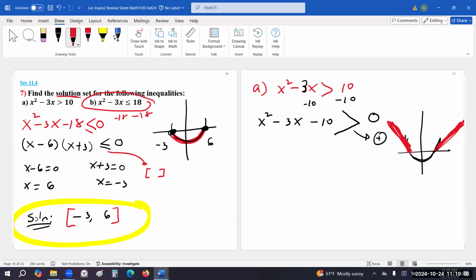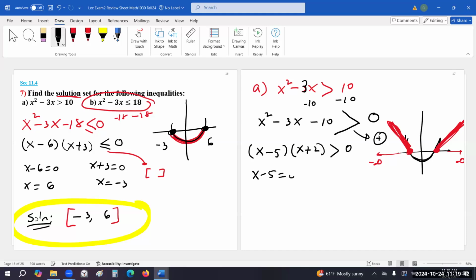So we know definitely on the left, we have negative infinity. On the right, you have positive infinity, right? So the only problem we are facing is what are these two numbers? So to figure them out, what do you have to do? Factor. What two numbers multiply to 10 combine to 3? Negative 5 and positive 2.